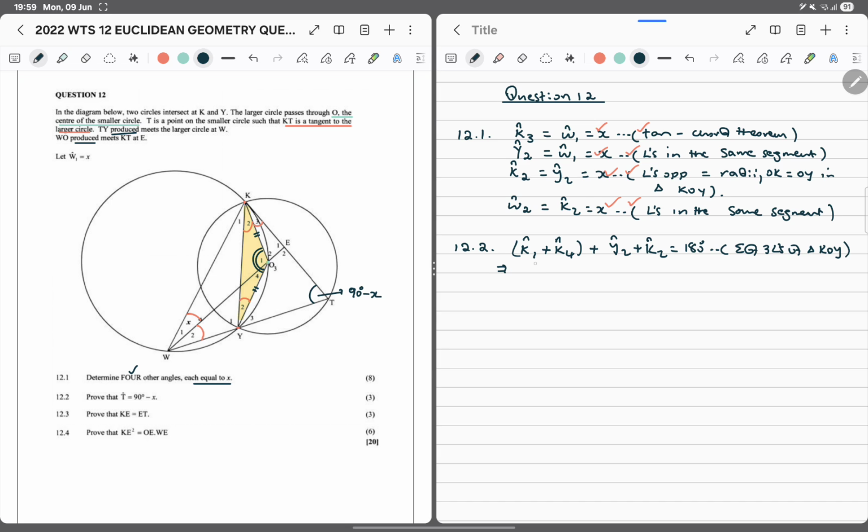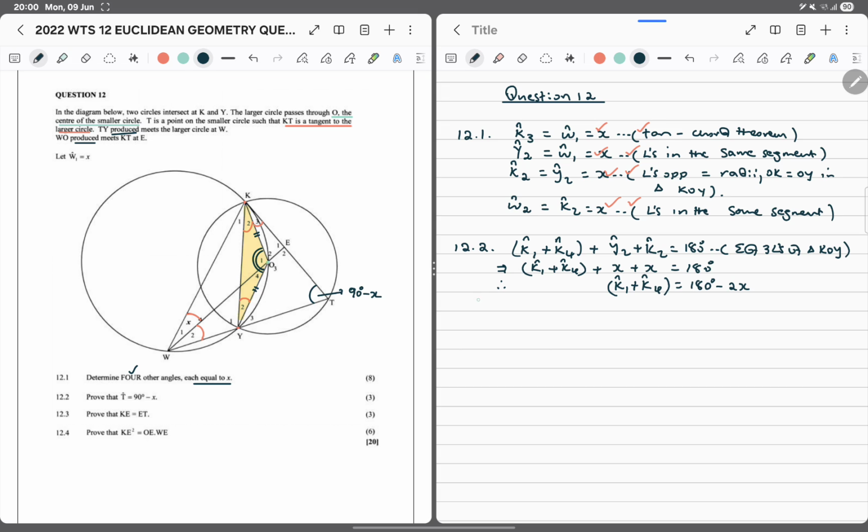So this implies that K1 plus K4 plus x equals 180 degrees. Therefore K1 plus K4 is going to be 180 degrees minus 2x, okay?